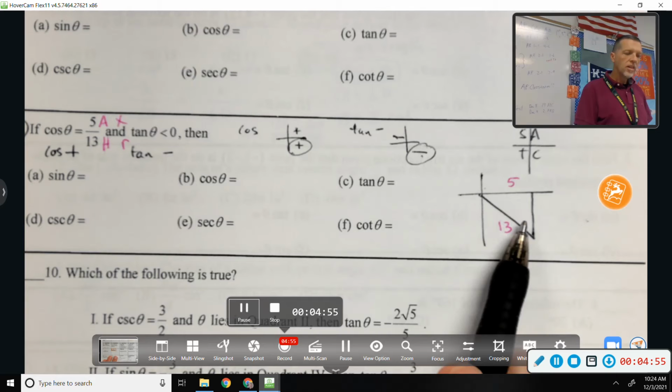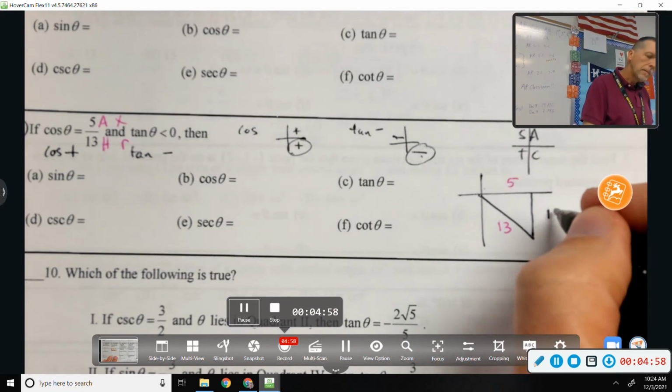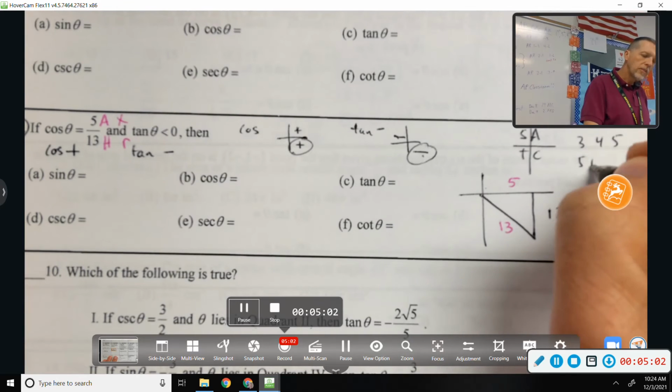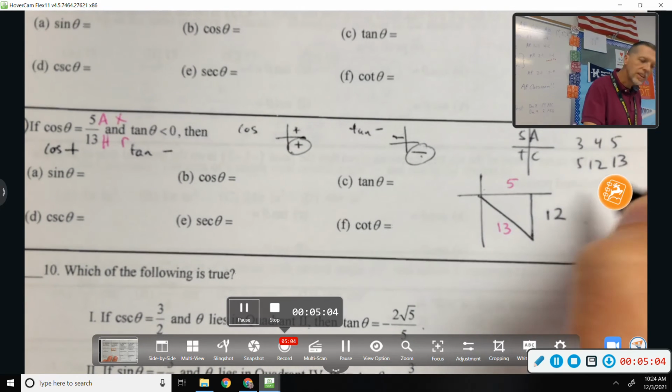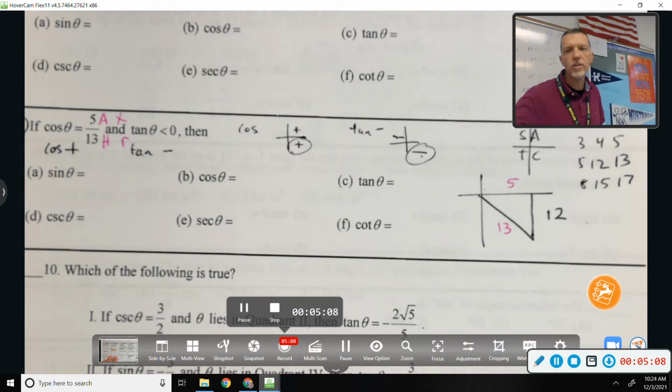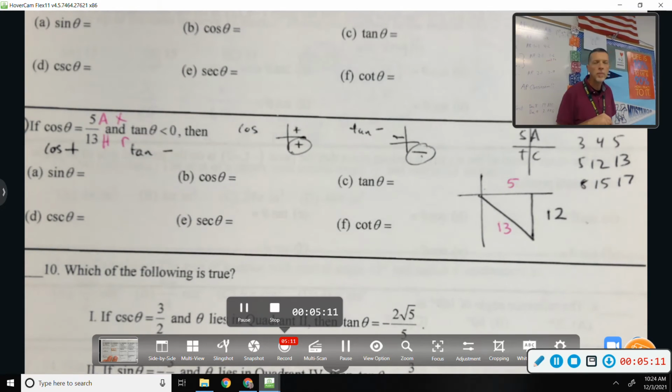5, 12, 13. 3, 4, 5, 5, 12, 13, 8, 15, 17. Again, if you don't know those, it's fine. You just have to use a squared plus b squared equals c squared.